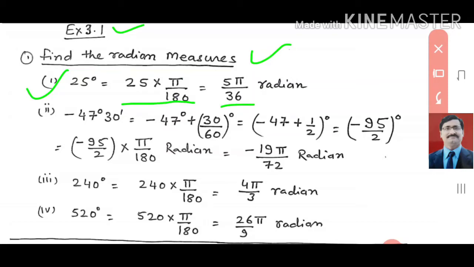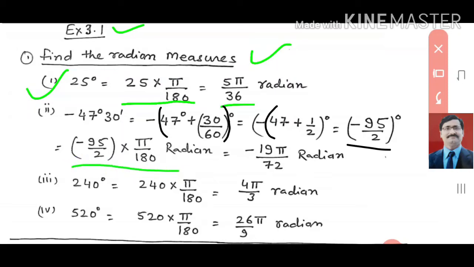This is very simple. Now this is given minus 47 degree and 30 minute. First of all, this minute you have to convert into degree. For that, in this bracket, this will be minus 47 degree plus 30 minute, which you have to change. So you can write 47 degree plus 30 upon 60. So you get 1 upon 2. So you can write minus bracket 47 plus 1 upon 2 degree, and that you will calculate. You will get minus 95 by 2 degree.